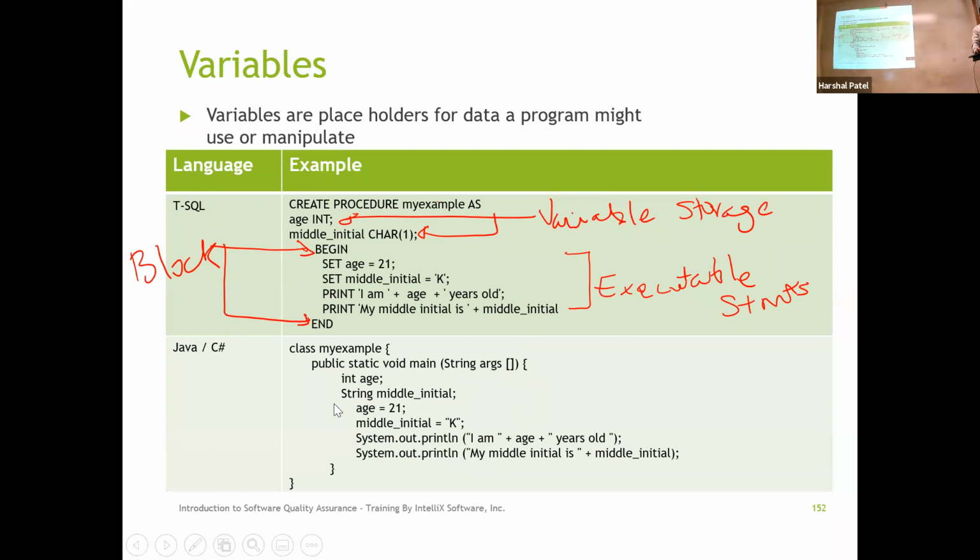Okay. Similar thing in C#. I have a temporary variable called age of type integer, and I have a string called middle initial. I'll assign the values, compute time, and then execute it. Yes, understand how the program block is structured? Any questions online? Are you guys good?